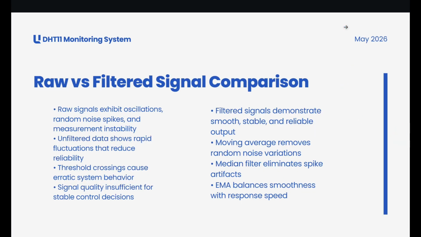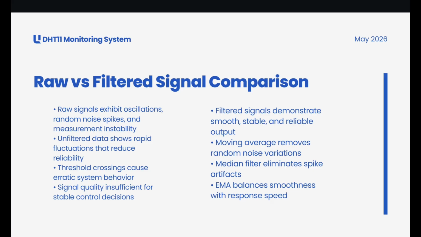Raw versus filtered signal comparison. Raw signals exhibit oscillations, random noise spikes, and measurement instability, while filtered signals demonstrate smooth, stable, and reliable output. Unfiltered data shows rapid fluctuations that reduce reliability. Threshold crossings cause erratic system behavior. Signal quality insufficient for stable control decisions.